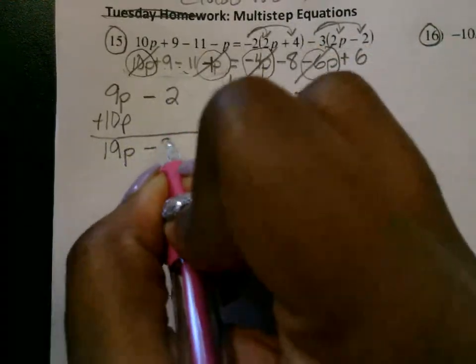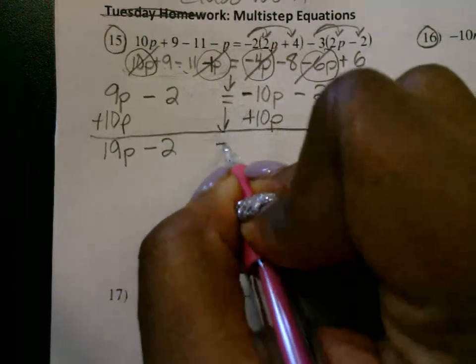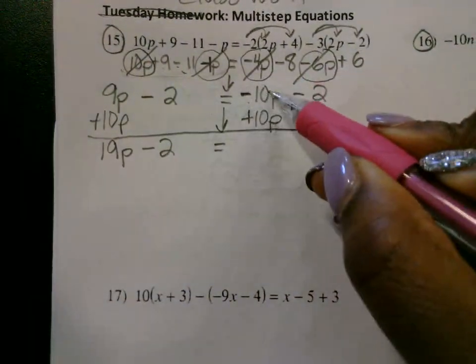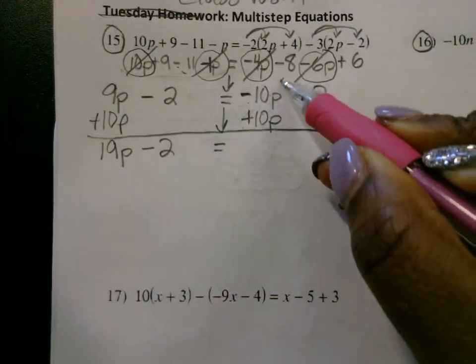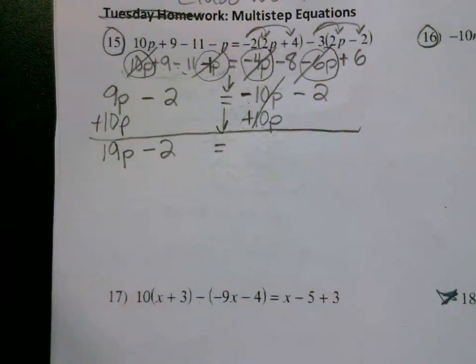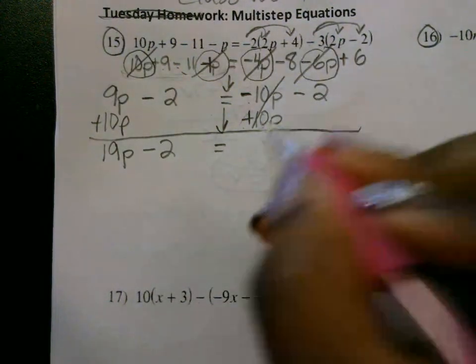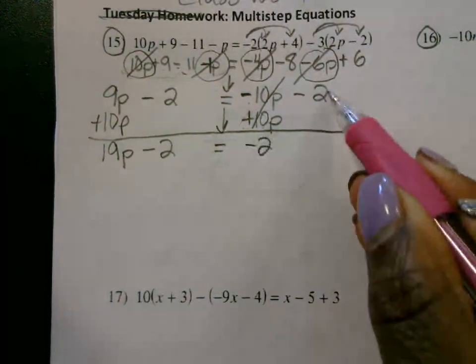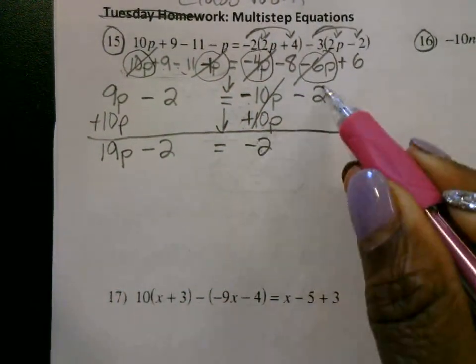Bring down the minus 2. Bring down the equal. Negative 10 plus 10 is going to be 0. And we're left with negative 2. We're left with this. Bring down the negative 2.